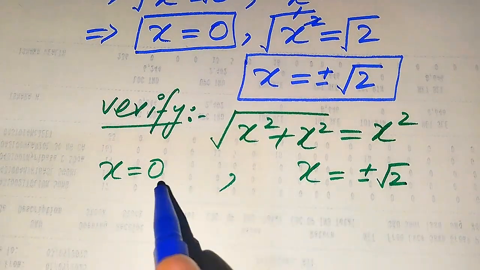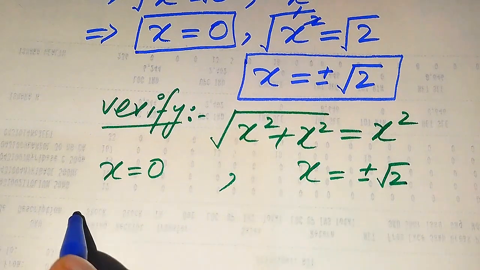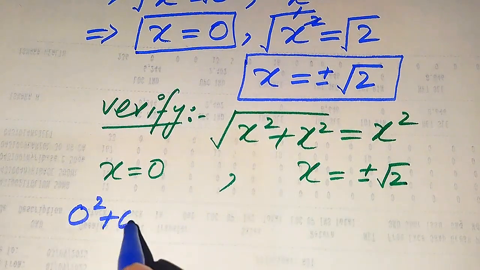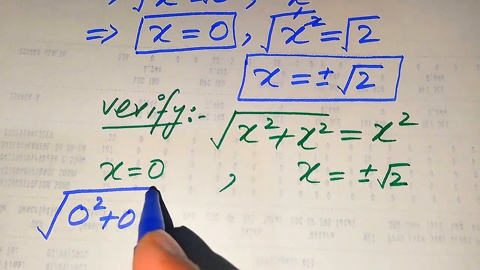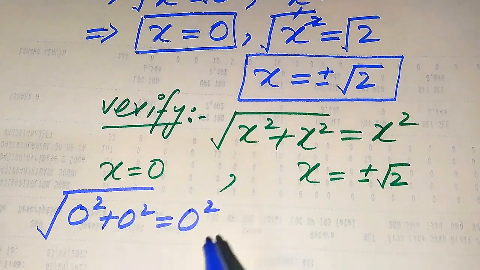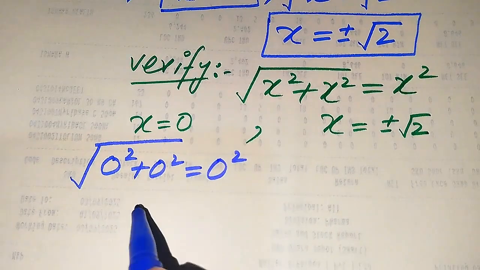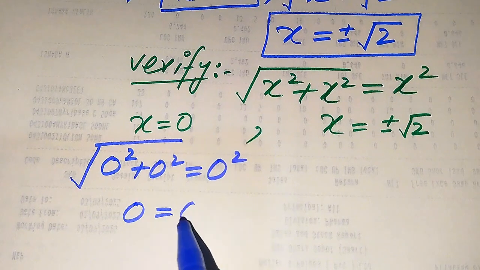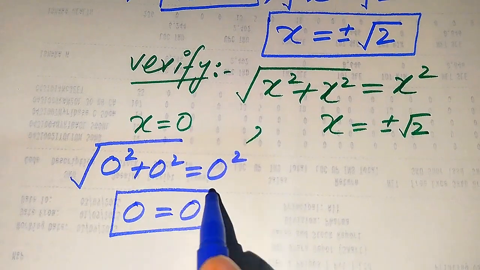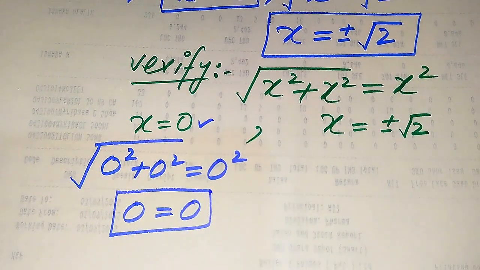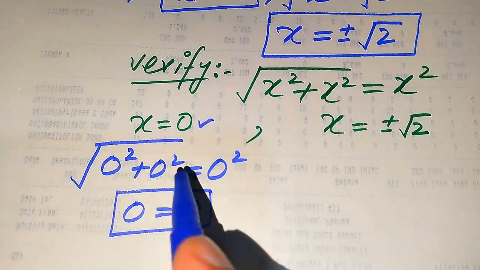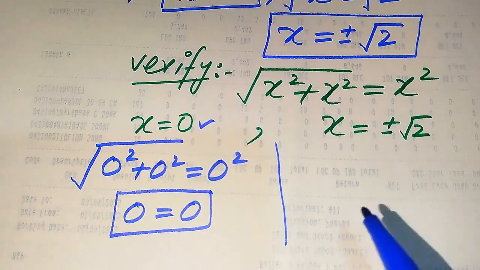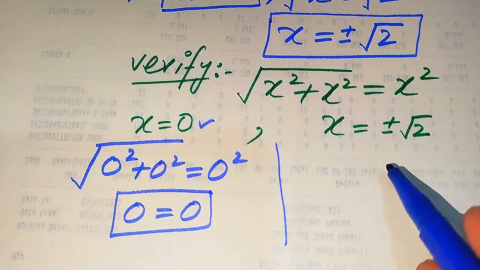Okay, so when you put x equals 0 on both sides, you get 0 squared plus 0 squared, and its square root is equal to 0 squared. We know that 0 squared becomes 0, and this 0 also becomes 0. This means that x equals 0 satisfies our given equation. So x equals 0 is the first solution, and now we verify the second value of x.